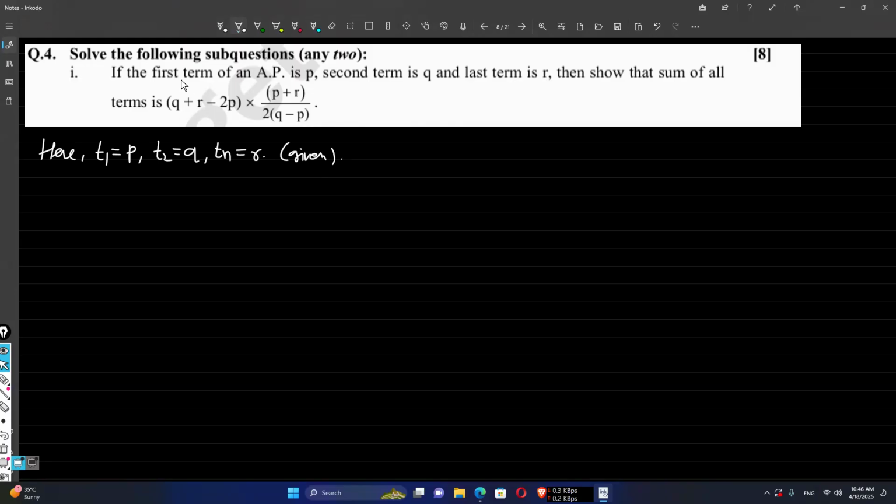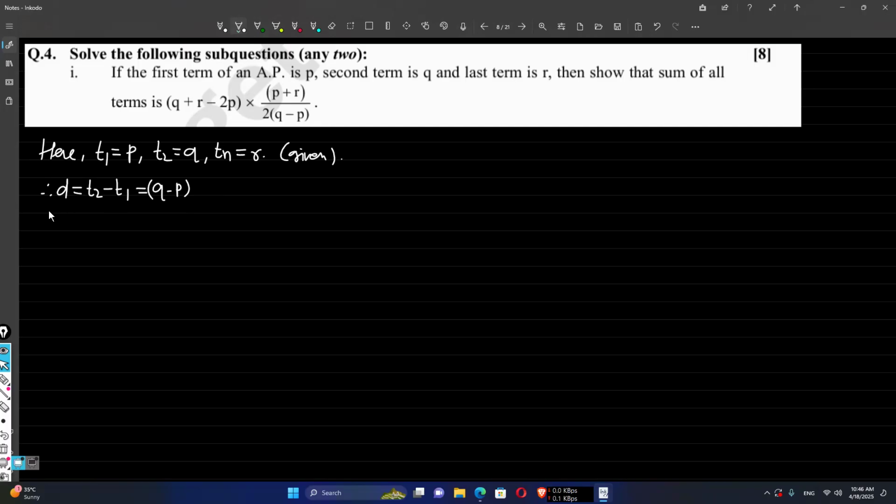Now, to prove this, first we have to find the values of D and the number of terms in the AP, that is the value of n. Therefore, let's find D first. As we know, the formula for D is D equals T2 minus T1, that is Q minus P. So this is the value of D, the common difference in the AP.